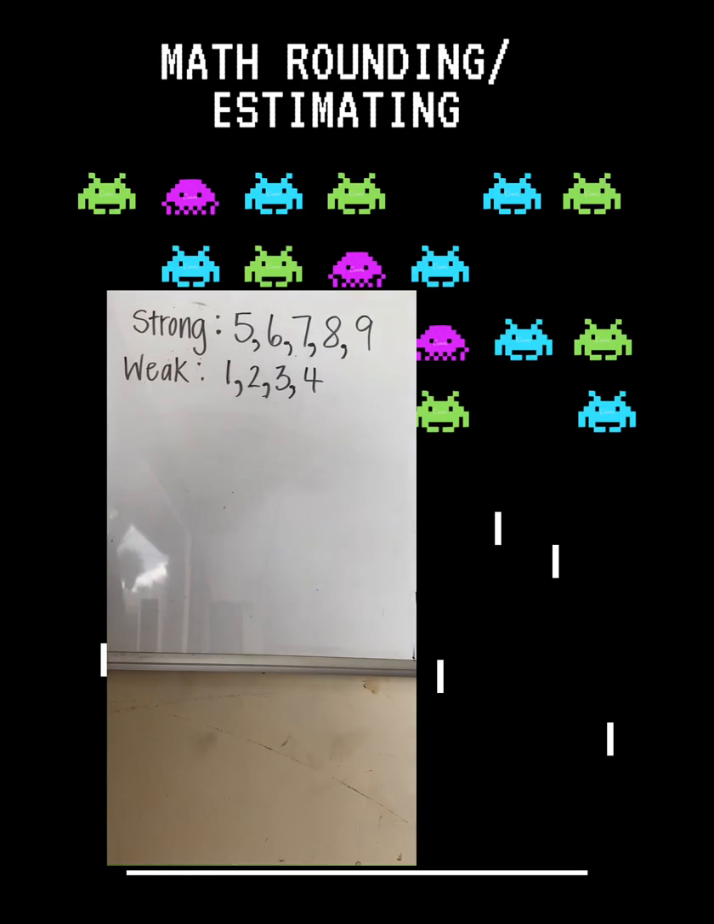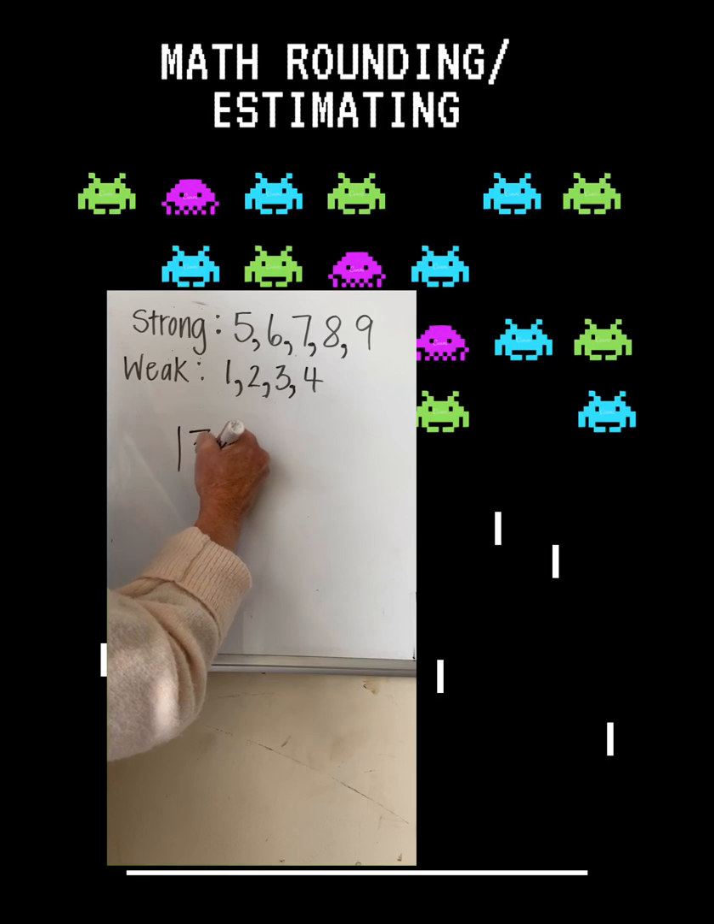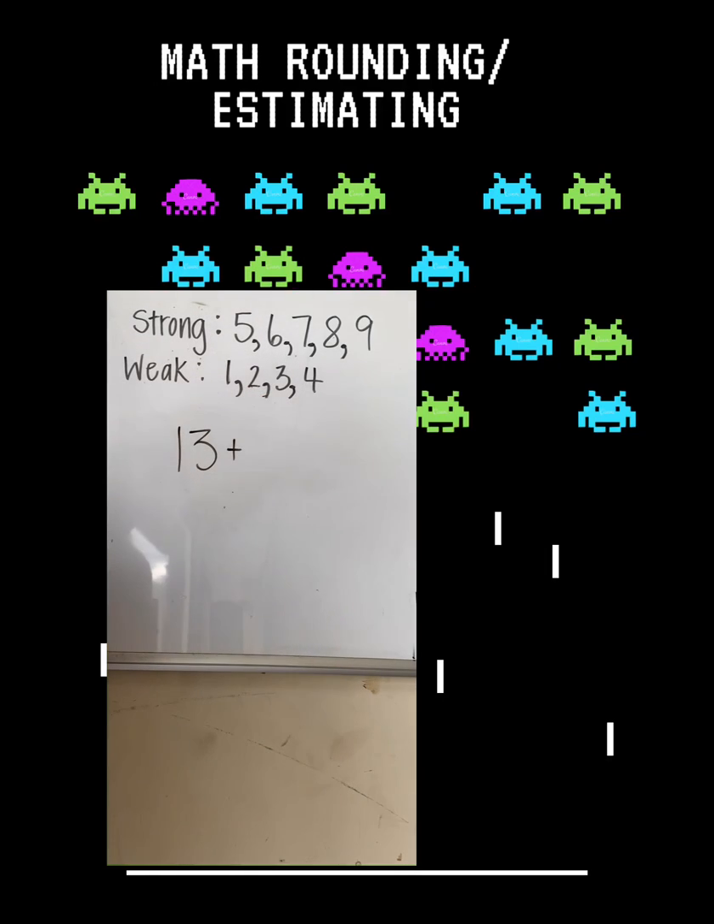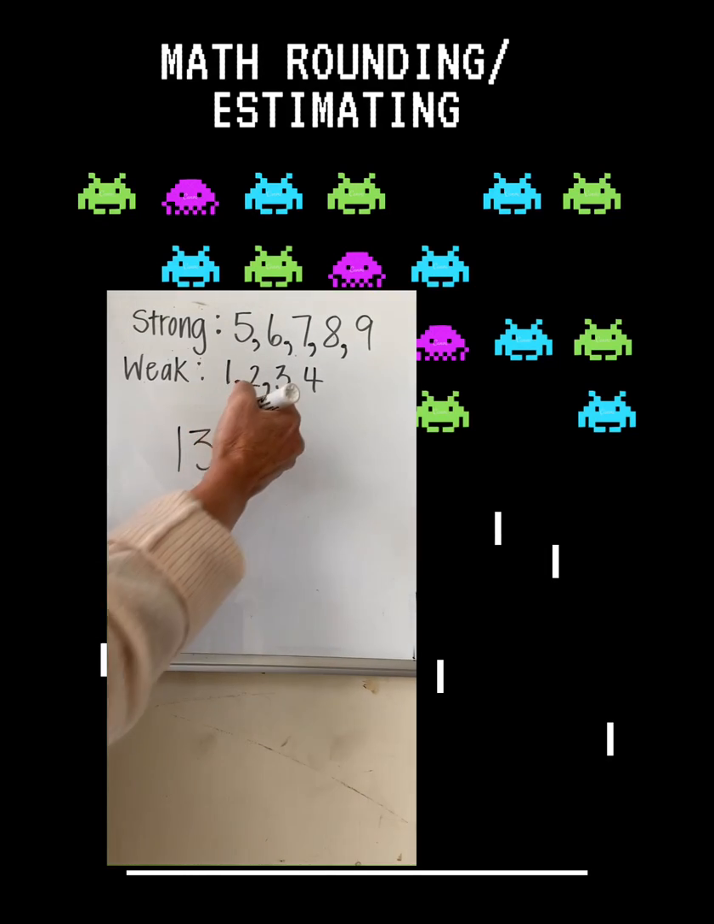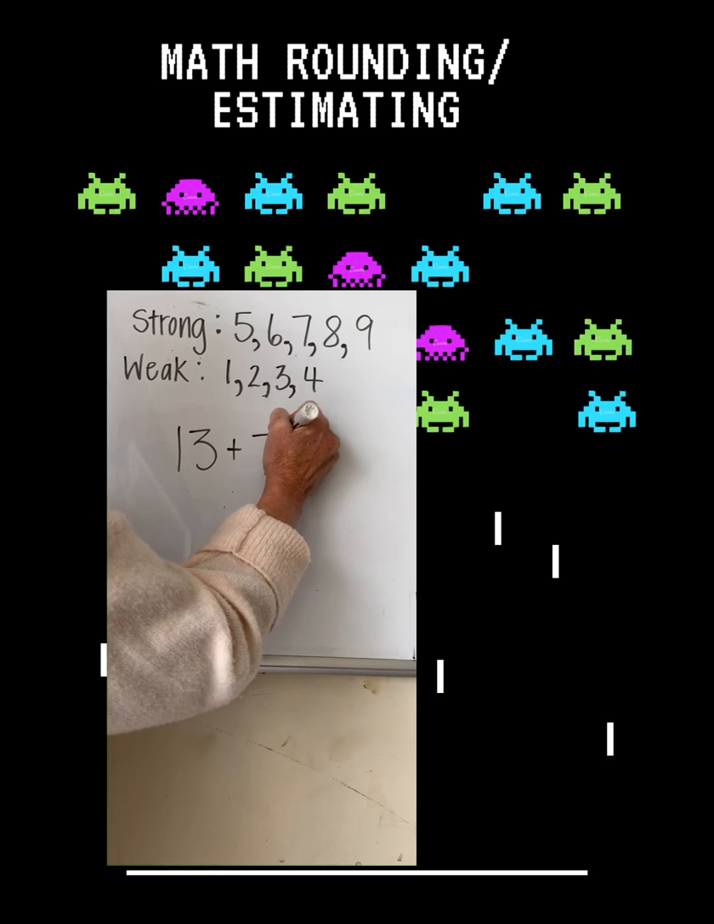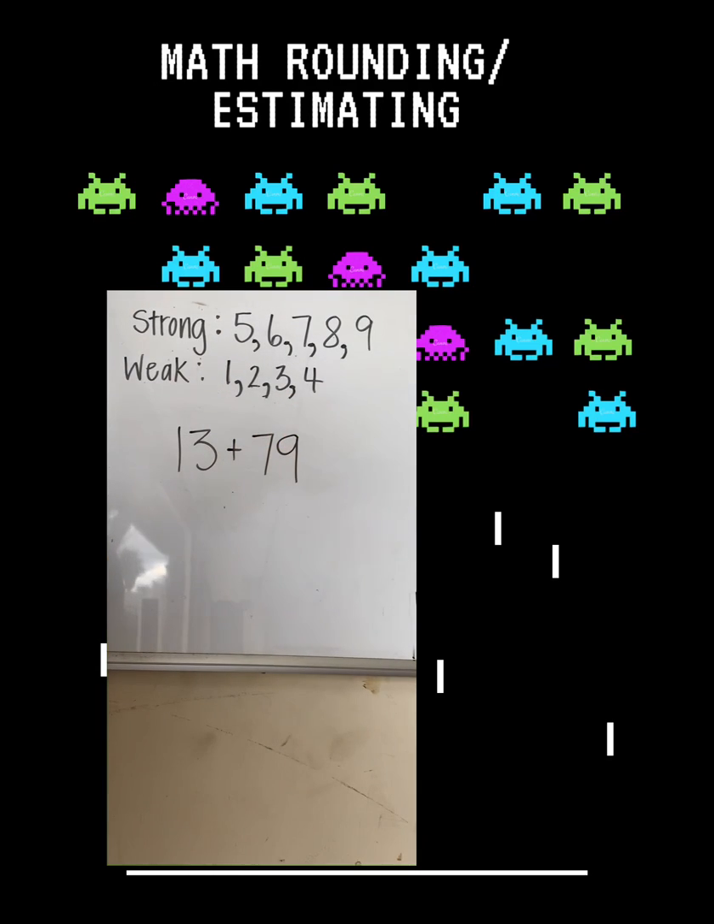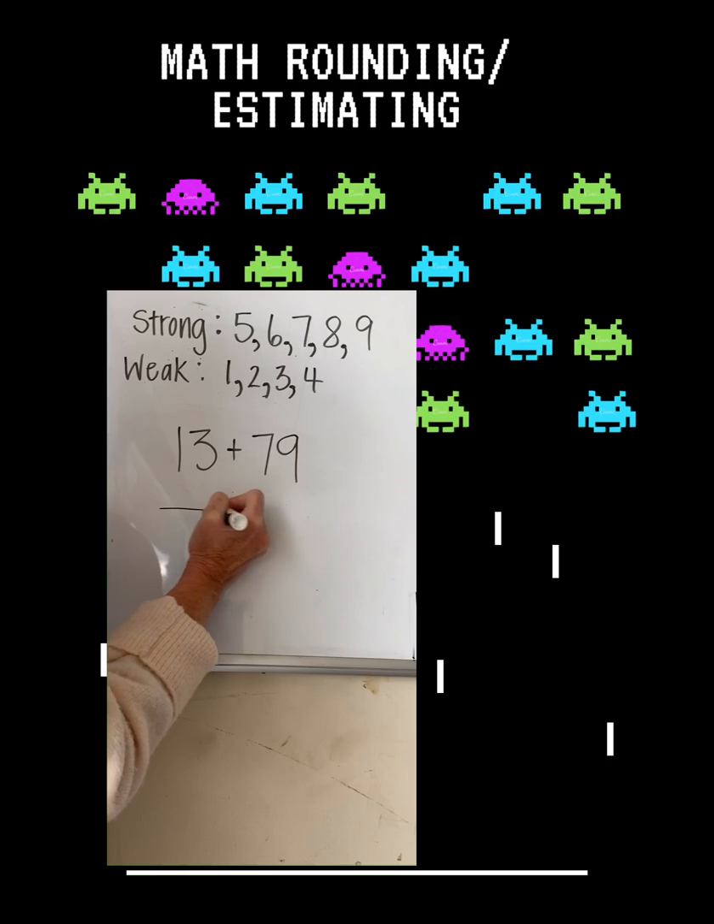Now we're going to go up to problem number 2, where it says estimate the sums. On this problem, you're going to be rounding each number and then adding them together. So the first problem has 13 plus 79. We're going to need to round each of these numbers down below.